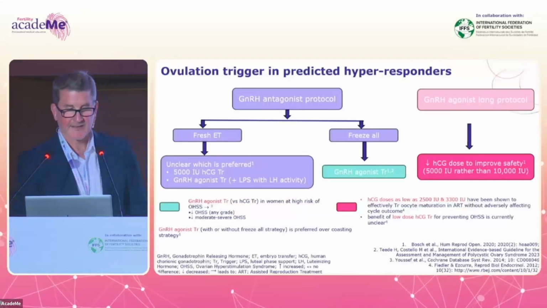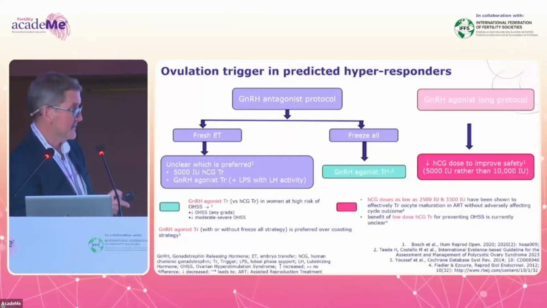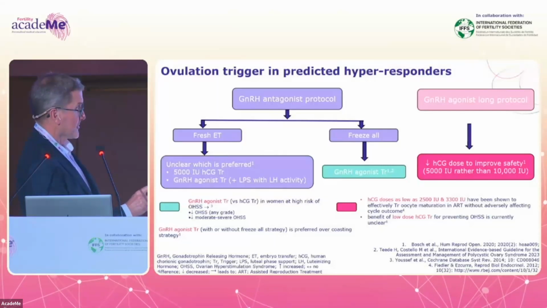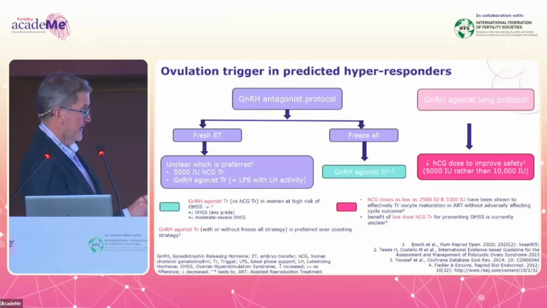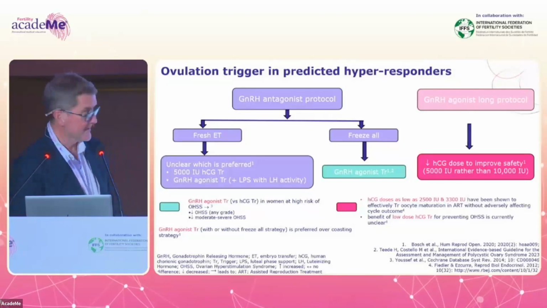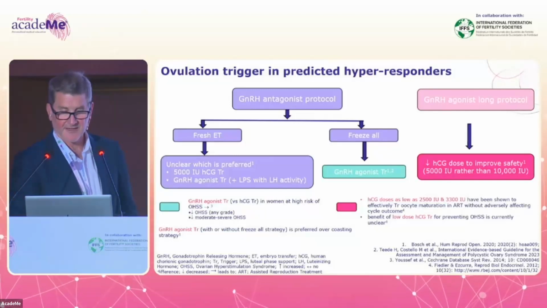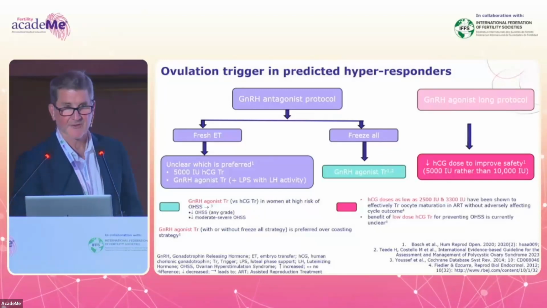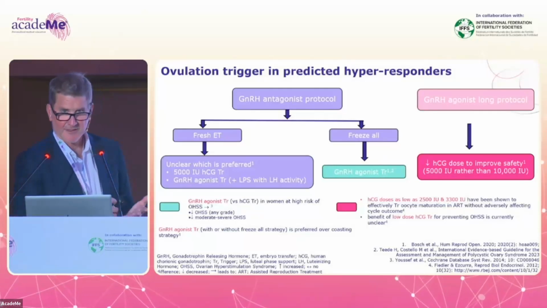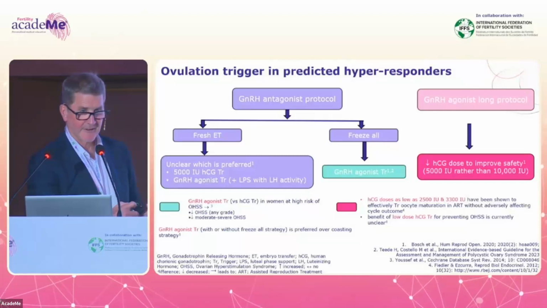Now when we look at ovulation trigger in predicted hyperresponders, this is a busy slide, but let me take you through it. First of all, if using an agonist long protocol, then the recommendation by ESHRE guidelines is to reduce the HCG dose to improve safety, using 5,000 rather than 10,000. In fact, HCG doses as low as 2,500 and 3,300 international units have been shown to effectively trigger oocyte maturation in ART without adversely affecting cycle outcome. So there's no difference in number of mature eggs, fertilisation rate, clinical pregnancy rate or OHSS.